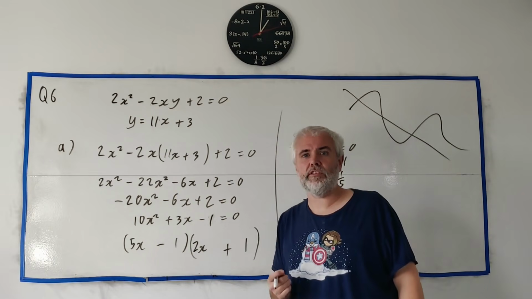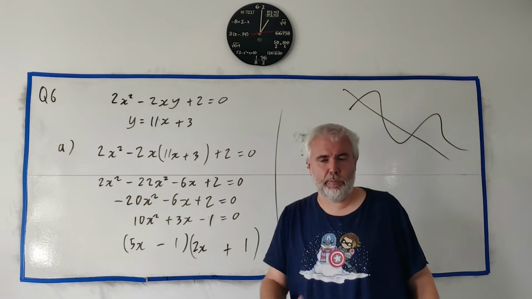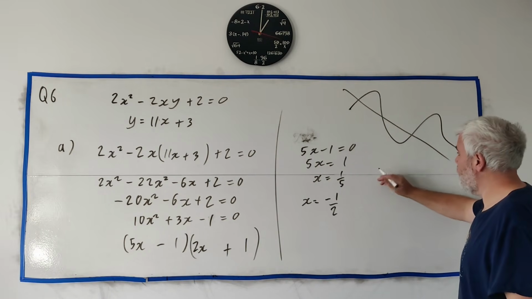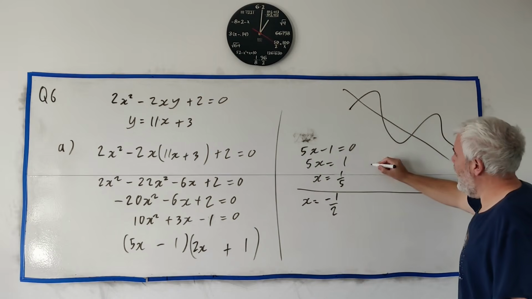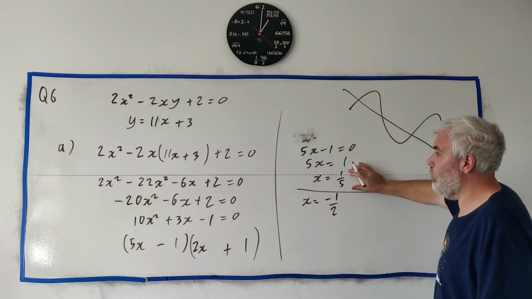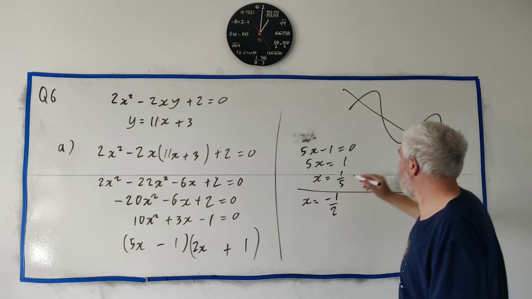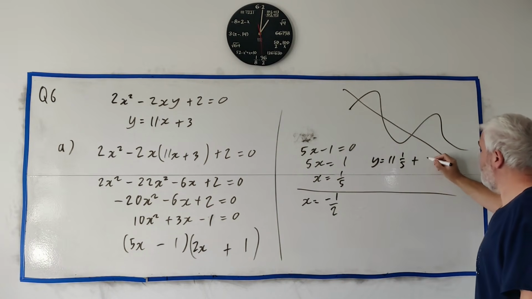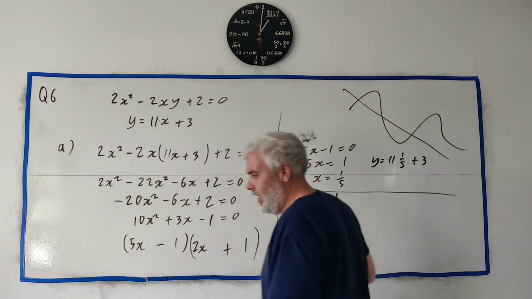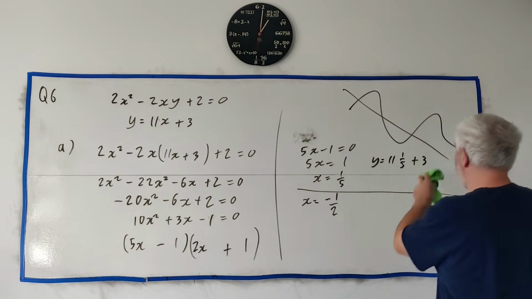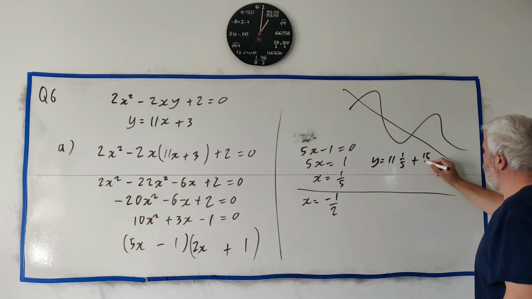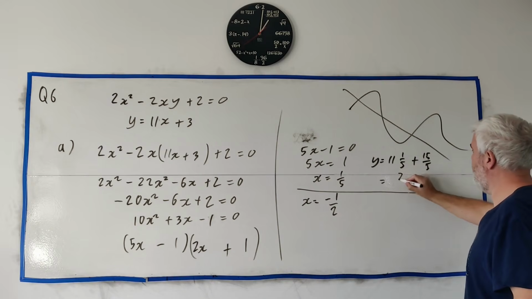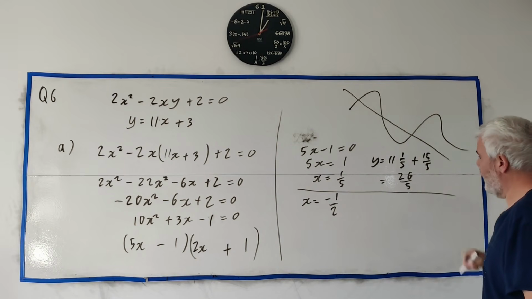They wanted the points of intersection, the coordinates of the points of intersection. This is only the x coordinates. They still want the y coordinates. Let's split the world up here. When x is 1 over 5, y is still equal to this. y is equal to 11 times 1 over 5 plus 3. Instead of 3, let's write that as 15 over 5. So we have 11 plus 15, that's 26 over 5.